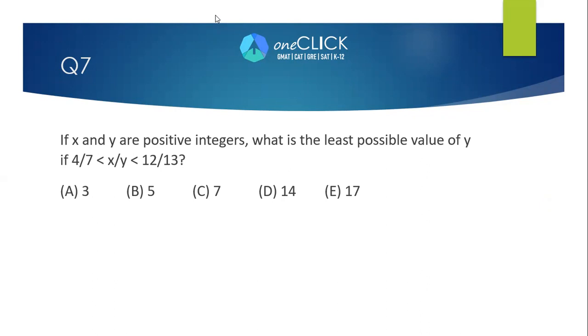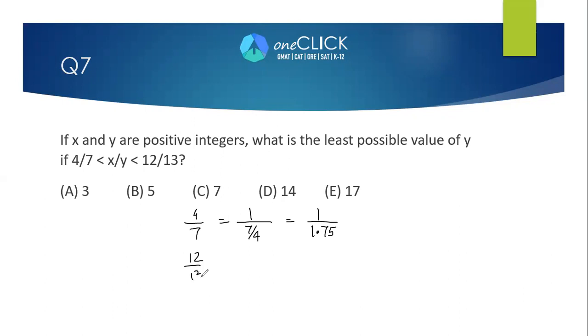Anyone? What's the answer with this? Anyone got it? No? Convert this in a fraction form. 4 over 7 is what? It's 1 divided by 7 by 4. So it's 1 by 1.75.